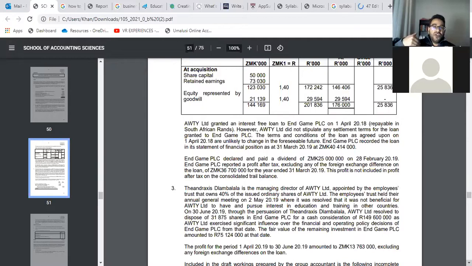You put yourself in the shoes of Endgame's accountant. So Endgame's accountant has a loan from South Africa. The loan is repayable in ZAR. So therefore, to them, they're going to have to do a foreign currency translation at year end every time, because to ZMK, to Endgame, they have a foreign denominated loan. So just take note of that, okay?